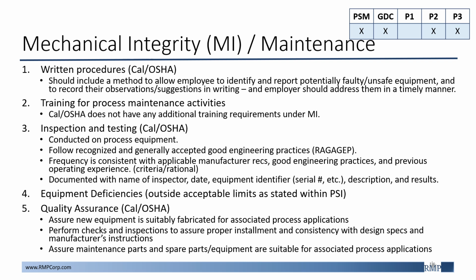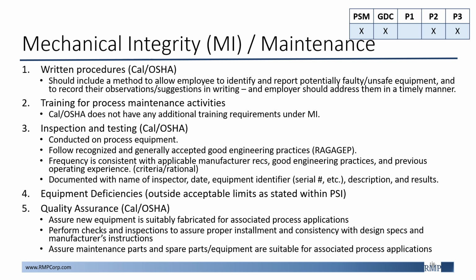These should follow recognized and generally accepted good engineering practices, or RAGAGEP. Your inspection frequency should be consistent with applicable manufacturer recommendations, good engineering practices, and previous operating experiences. Lastly, your inspection should be documented with the name of the inspector, date, equipment identifiers such as serial number, description of the inspection, and the results from the inspection. You should also address equipment deficiencies that are outside acceptable limits as stated in your PSI.